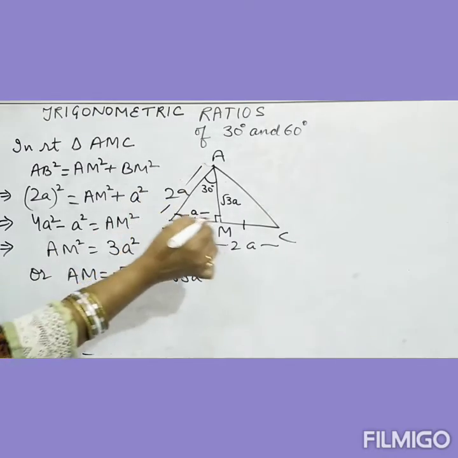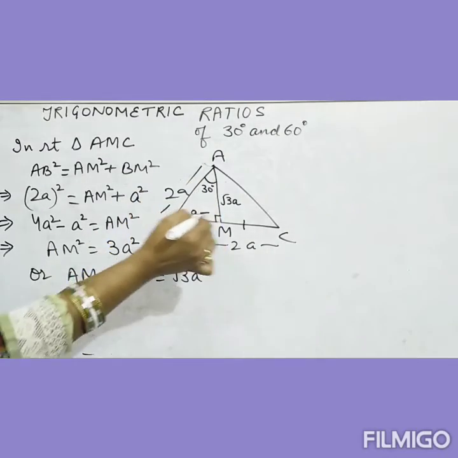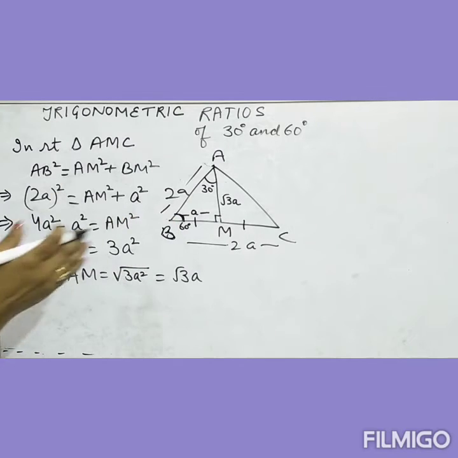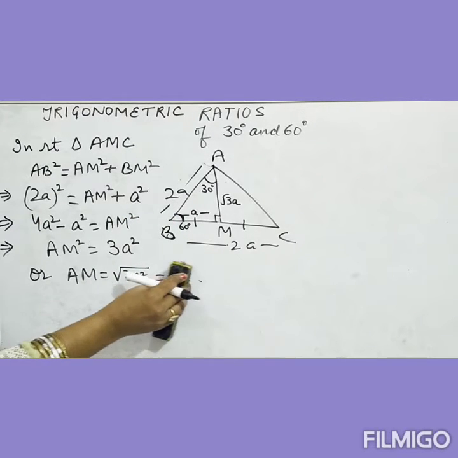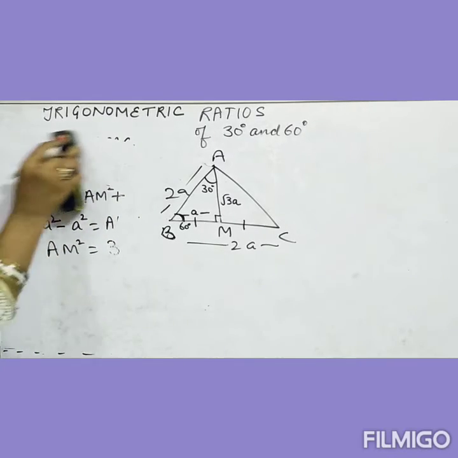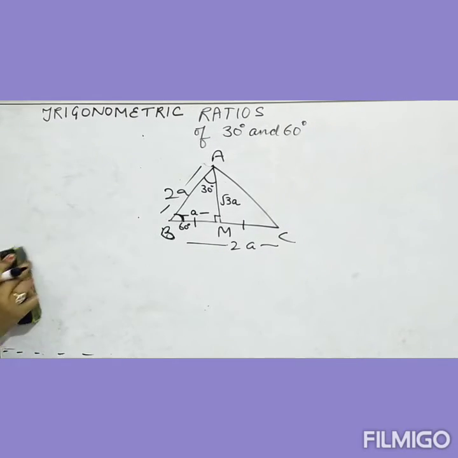Now in this right triangle AMB, I have AM, AB and BM. All three values I'm having, so that I can easily find out the values of the six ratios. Let us see how we can calculate that.